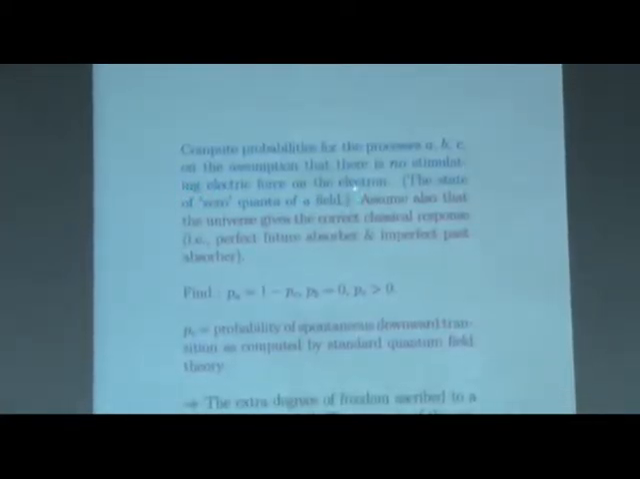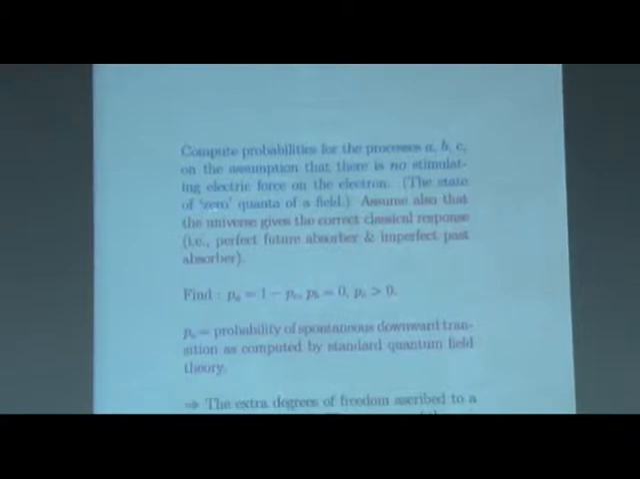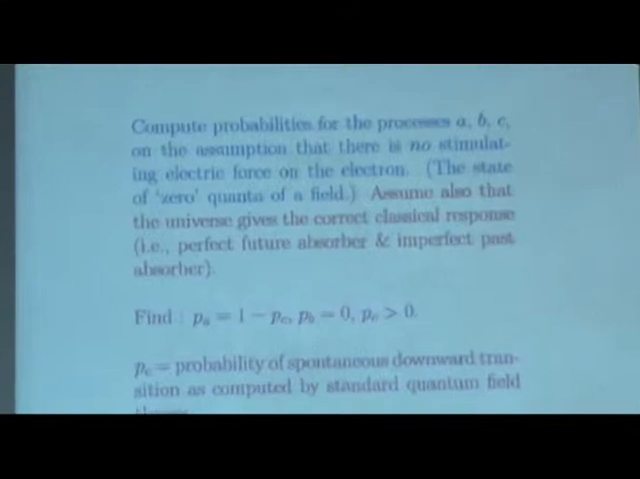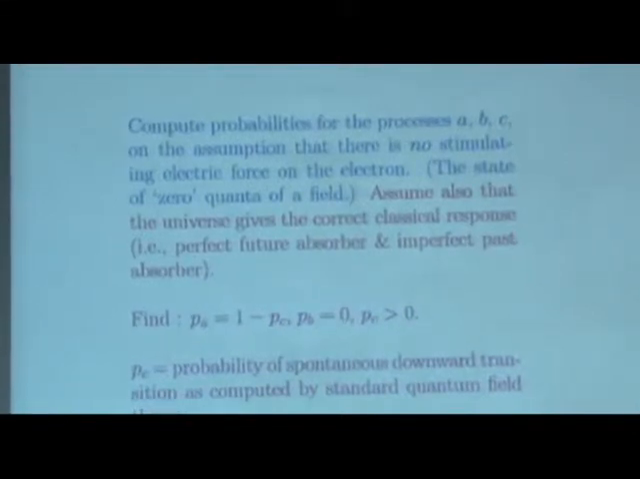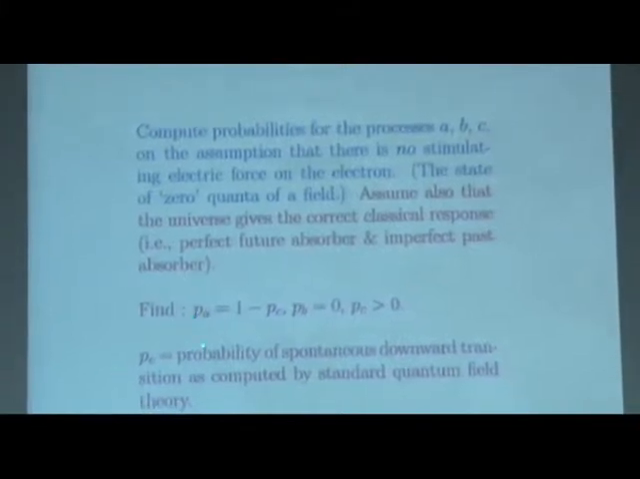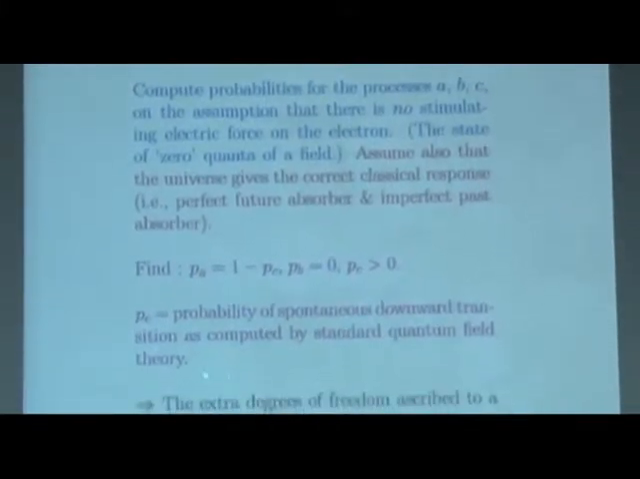So, you compute the probabilities for the processes A, B, C on the assumption that there is no stimulating electric field on the electron. The state of 0 quanta of a field is the one we are corresponding to here in action at a distance. Assume also that the universe gives the correct classical response, that is, perfect future absorber and imperfect past absorber. So, that we get this particular thing which I have shown on the board. Then you have to find these probabilities by calculation.